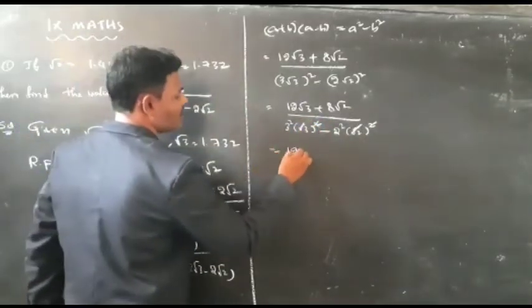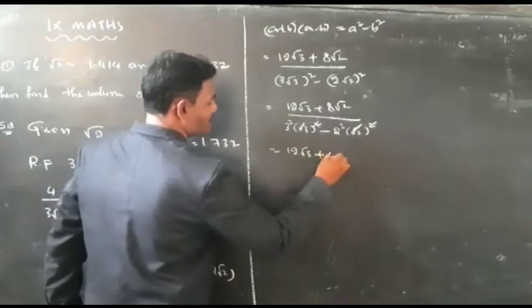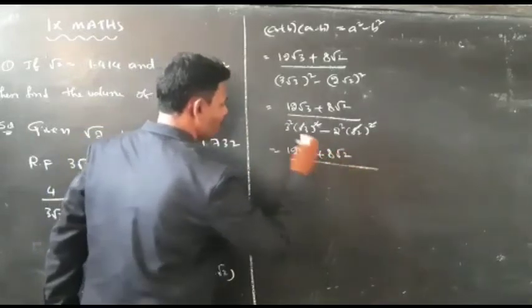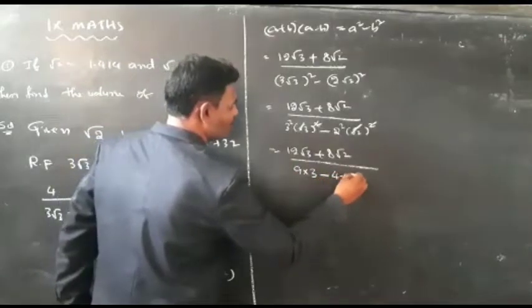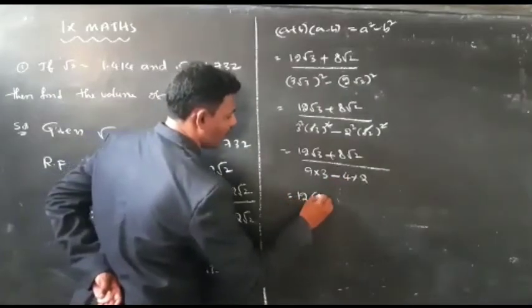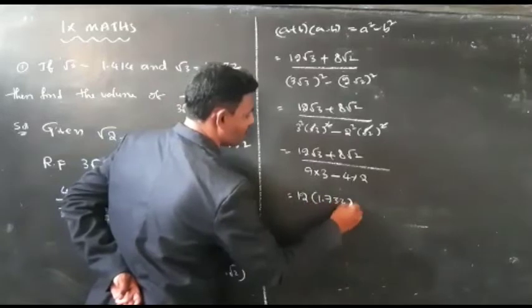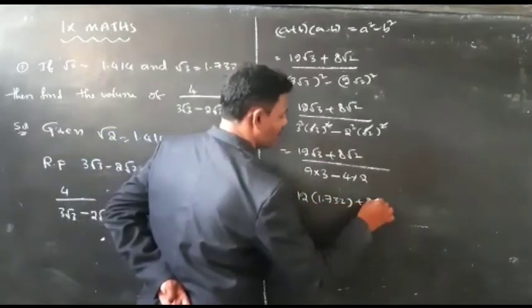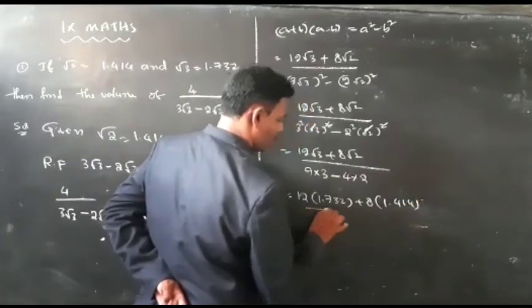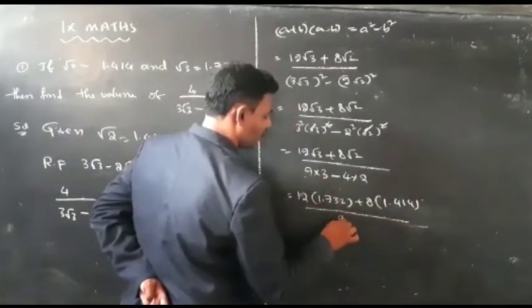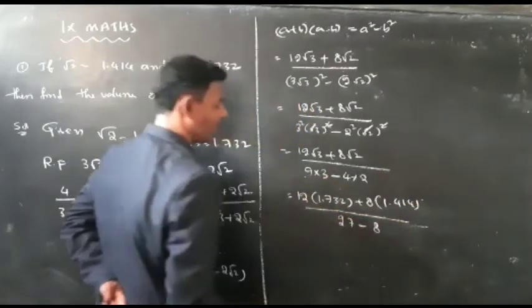So it is 12 root 3 plus 8 root 2 by 9 into 3 minus 4 into 2. So 12 into the value of root 3, which is 1.732, plus 8 into the value of root 2, which is 1.414, by 9 3s are 27 minus 4 2s are 8.